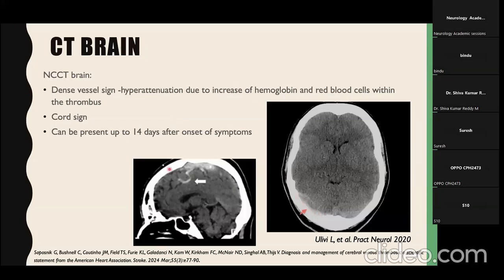In the first image you can see the straight sinus and the straight circulation. Here we can see the straight sinus and the vein of Galen also hyperdense.